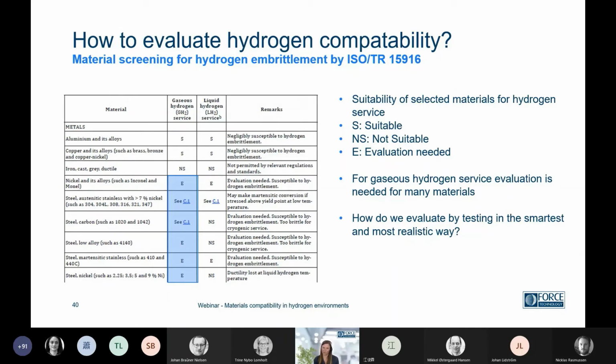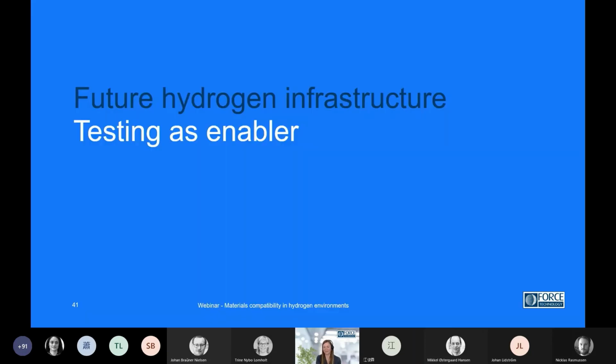Some are not suitable, but for most of them, they get an E in the column I marked in blue, saying we need to evaluate this. And that is what we work with. And how do we evaluate?